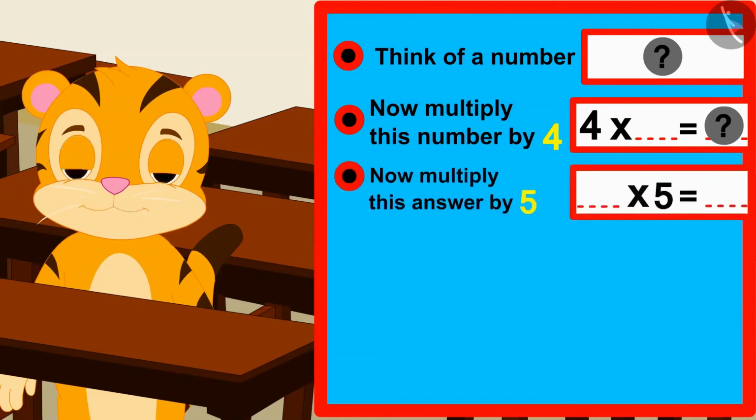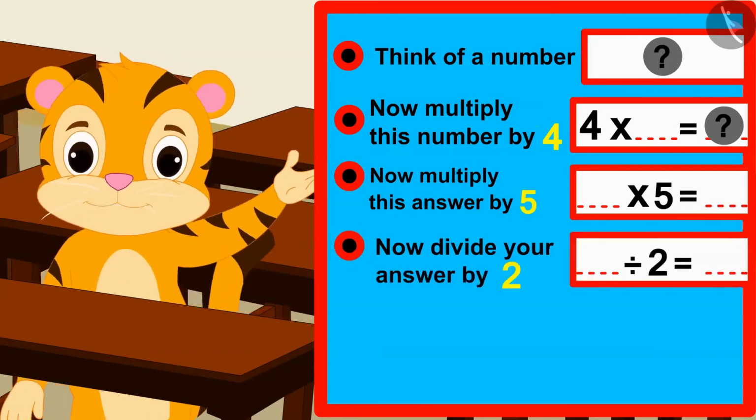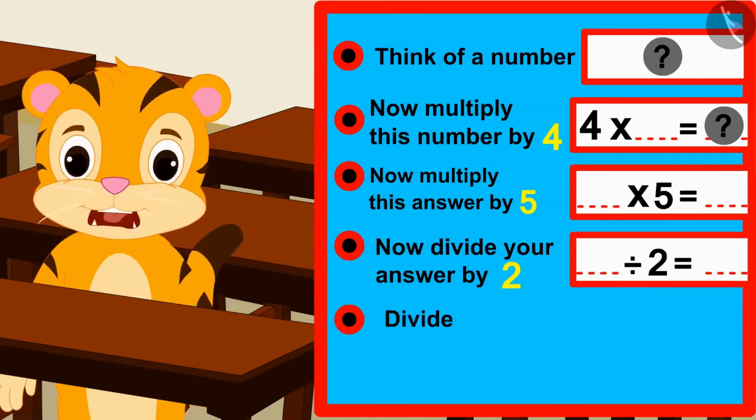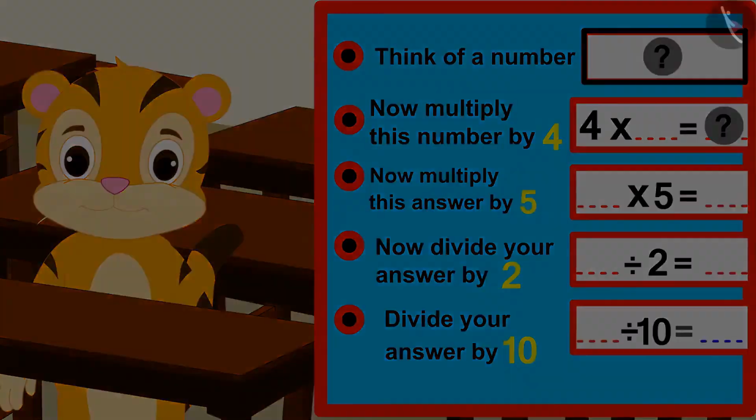Oh wow! You did this very quickly. Now divide your answer by 2. Is your calculation complete? Very well. Now, at the end, if you divide your answer by 10, you will find your previously thought number only. Isn't this some interesting magic of mathematics?